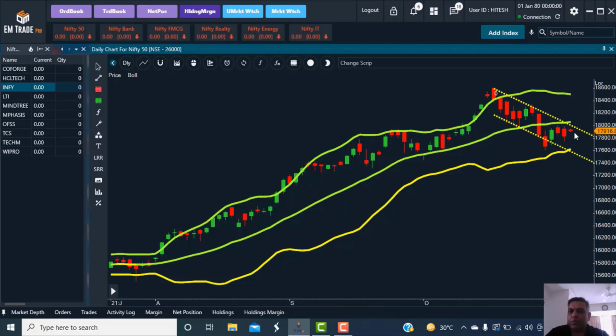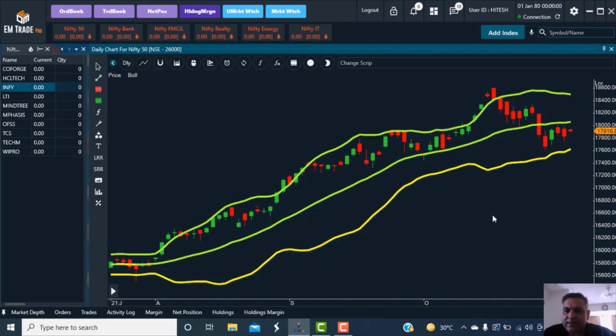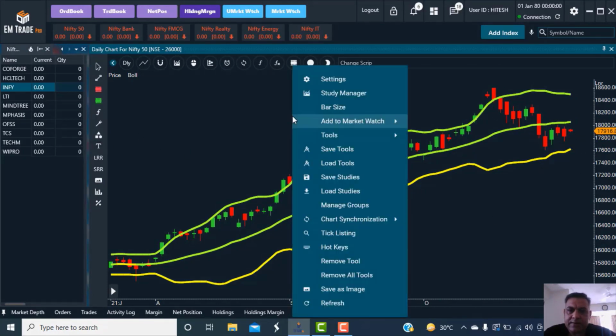And once we have a move which breaks the falling channel plus the middle Bollinger Band, which is the 20-day moving average, we should see the resumption of an up move towards the last high. So right now, as traders, let's see how strong the support is around here. You have the lower Bollinger Band.